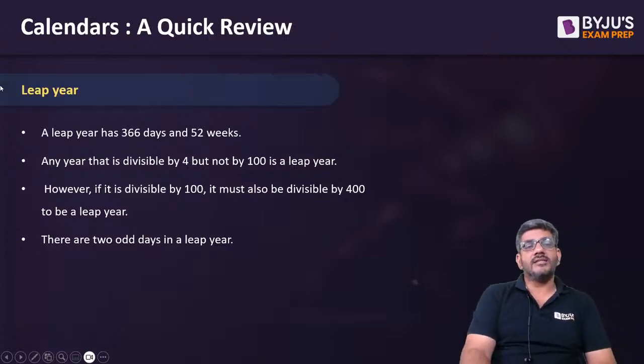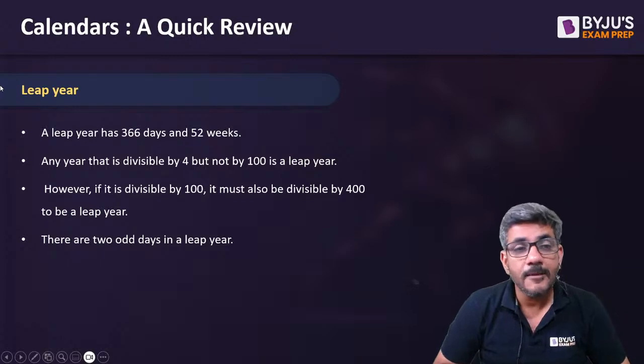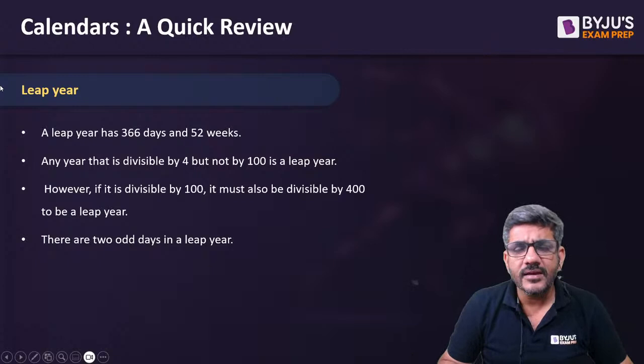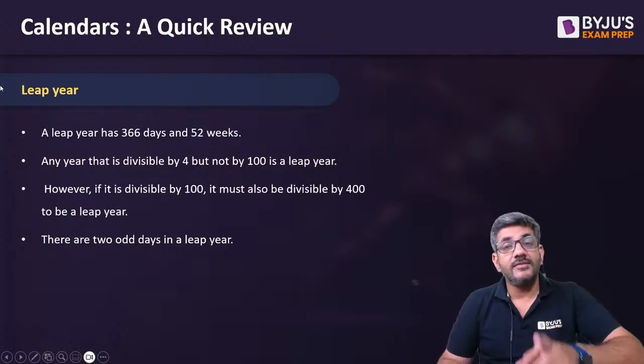Now the next thing is about calendars. So calendars में सबसे ज्यादा important concept किसका आता है? That is of a leap year. What is a leap year? Many of you would say a leap year is a year which comes after every 4 years. That is not the definition of a leap year. Even if that is the definition, that is wrong.